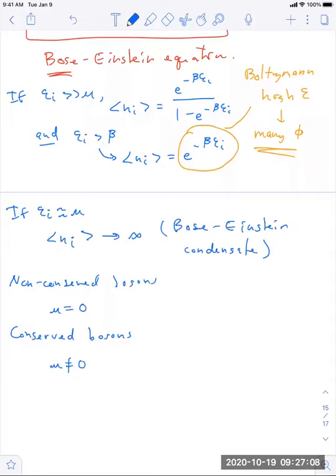All right, it looks like I have a few minutes. I think I can get through fermions.